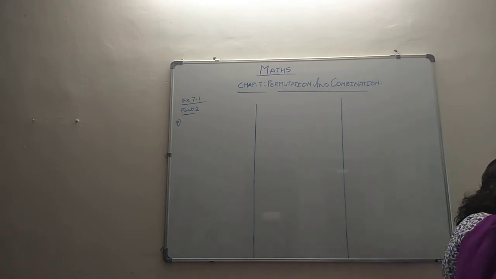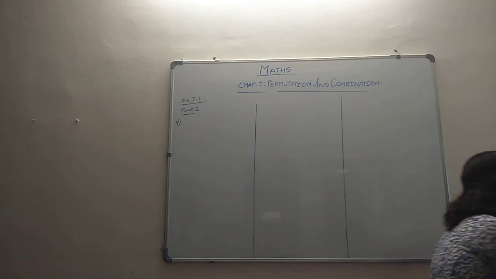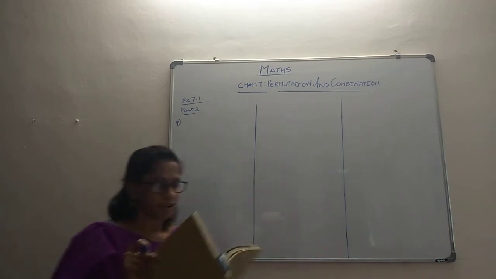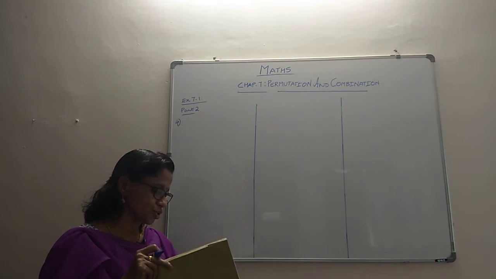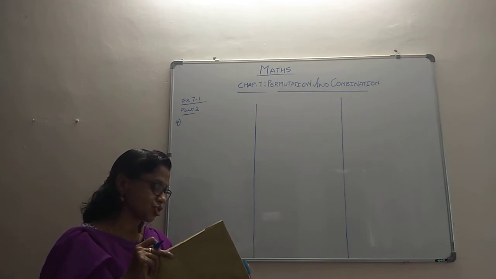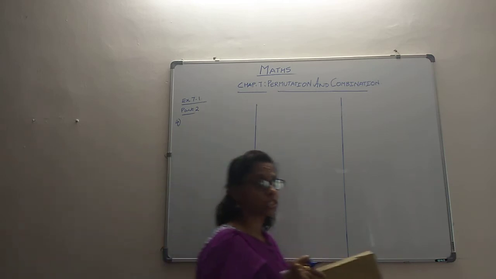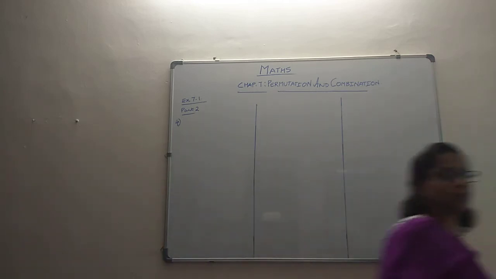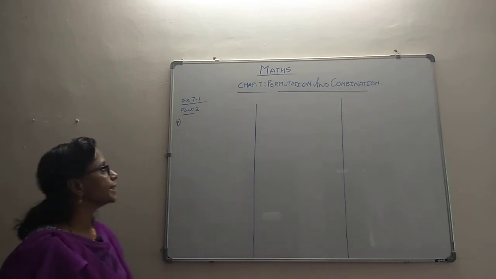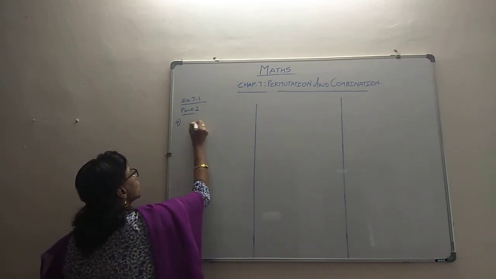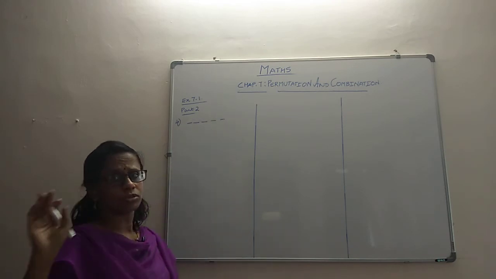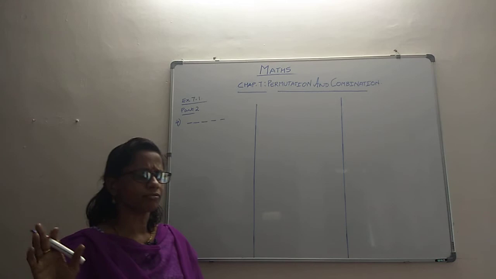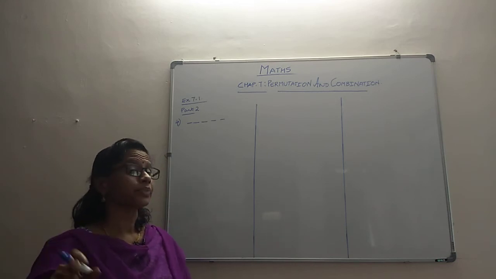It says, how many 5-digit telephone numbers can be constructed using the digits 0 to 9, such that each number starts with 67 and no digit appears more than once. Repetition is not allowed. They ask us to form a 5-digit code. You are taking all the digits from 0 to 9, which means basically you are taking 10 digits.